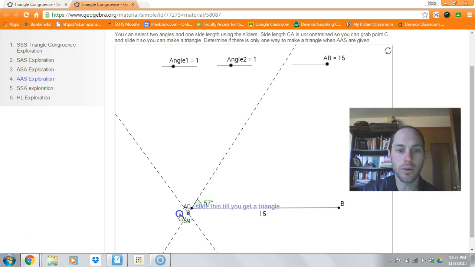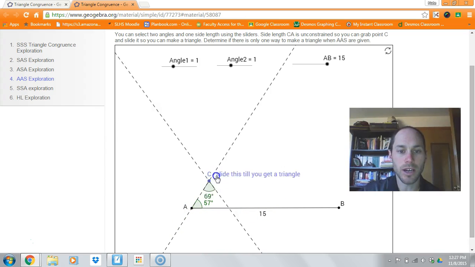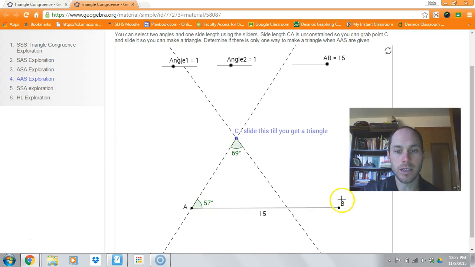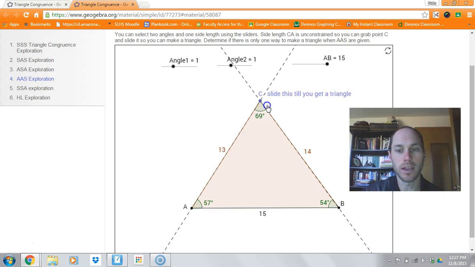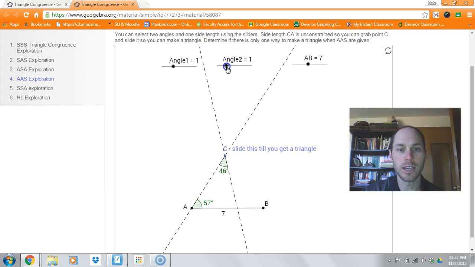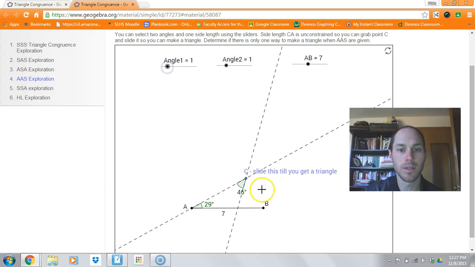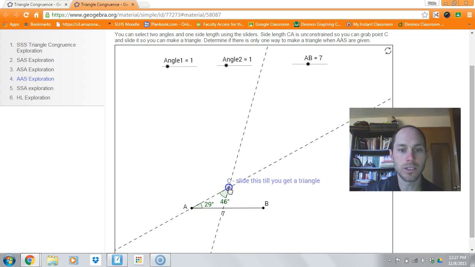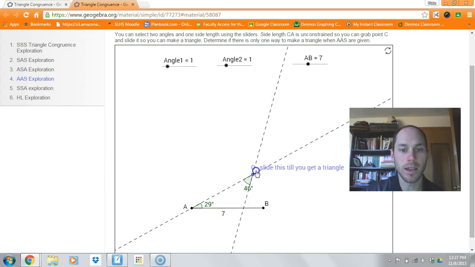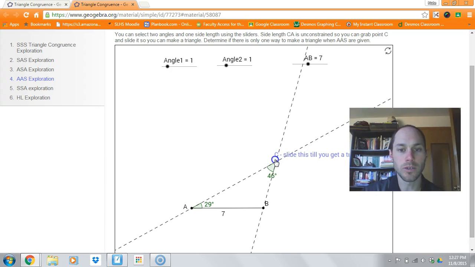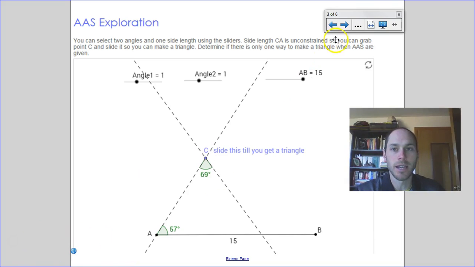See if I can get a triangle another way. It's not going to make a triangle over there. But in order to create this triangle with this fixed length here, and these two angles which are locked in, it's got to be a certain distance away. And that's the only triangle that I can get. Notice if I change the side or the angles at all, still the same thing is true. If these two angles are locked in, and AB is a fixed length, there's only one way to create that triangle. So angle, angle, side will be our other congruence statement that we'll take a look at today.